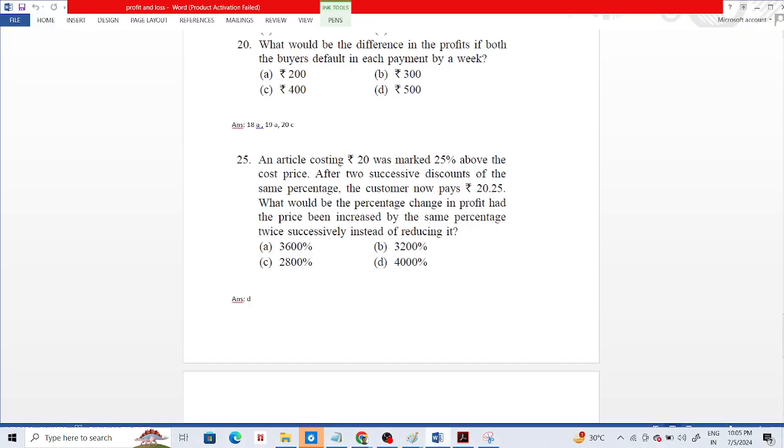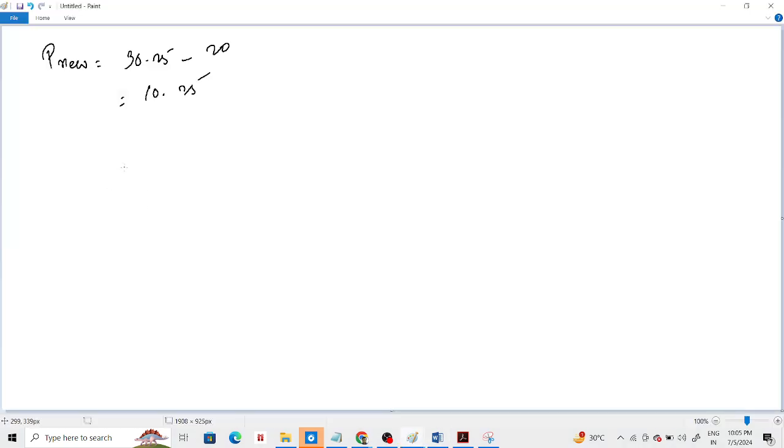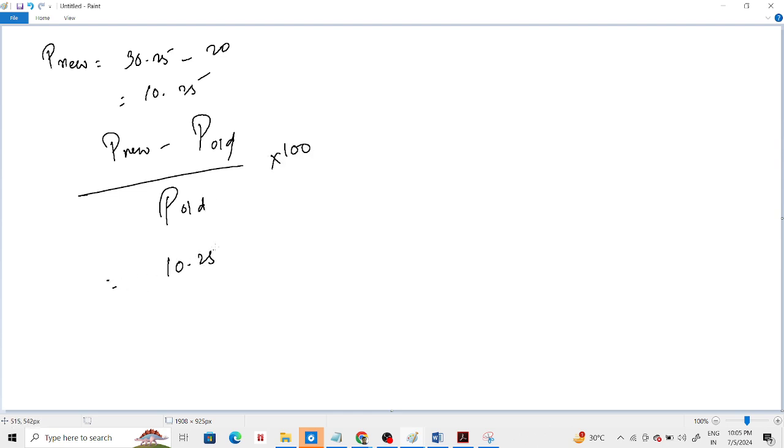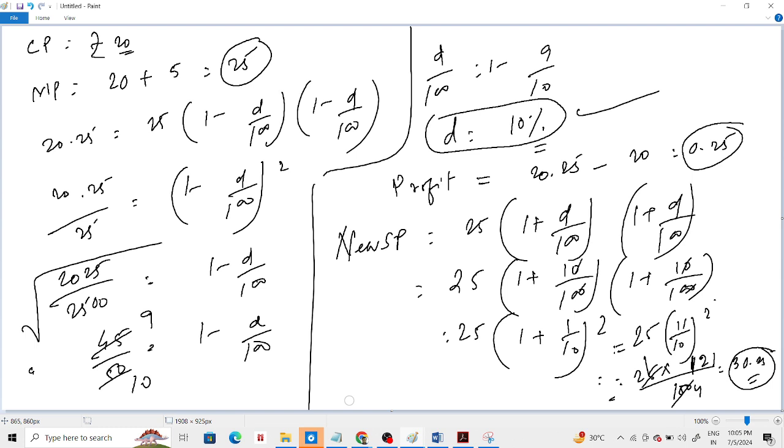Right? Now the question is, by how much percent did the profit increase? So P new minus P old divided by P old into 100%. So what is P new? That is 10.25, minus what is P old? That is 0.25.